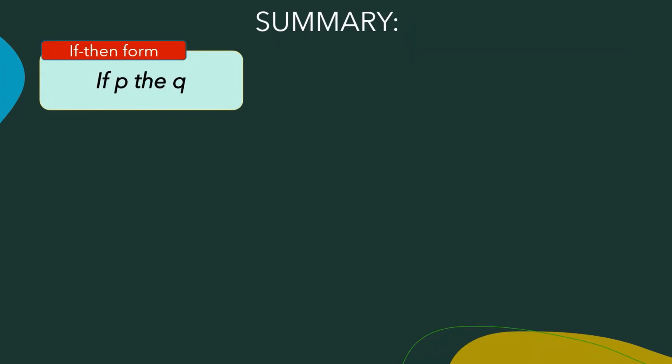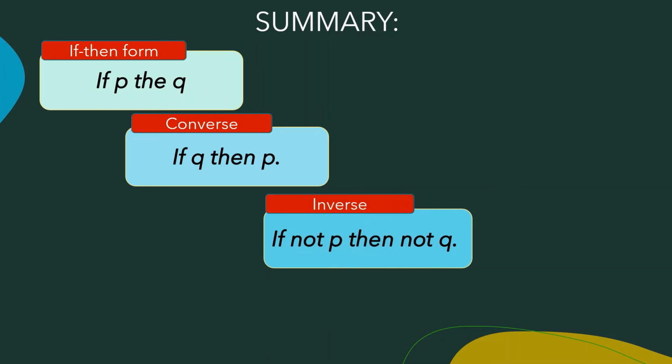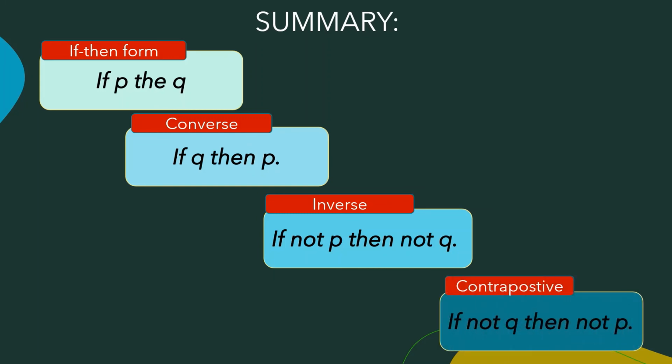So to sum up, for the lesson that we have, when we write a statement in if-then form, we are going to have the pattern, if P, then Q. In converse statement, the pattern is, if Q, then P. And for the inverse statement, we have, if not P, then not Q. And for its contrapositive, if not Q, then not P. Wherein, P is the hypothesis and Q is the conclusion.